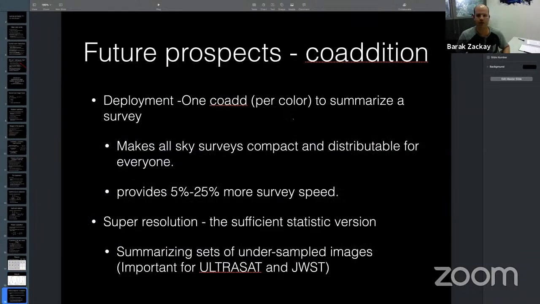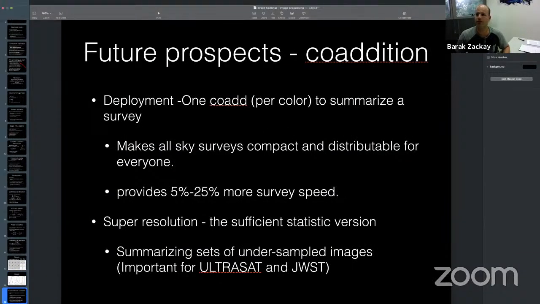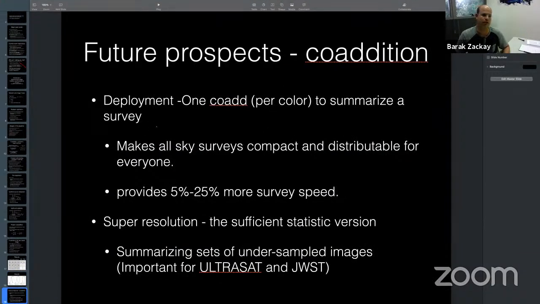So what are the future prospects of image coaddition? The future prospects are to deploy it, for example, in LSST. I'm not sure that I'm the person to do it, and I'm trying to get collaborators to do this, but it's still very hard, even though I think it should not have been a tough sell. It is a tough sell.